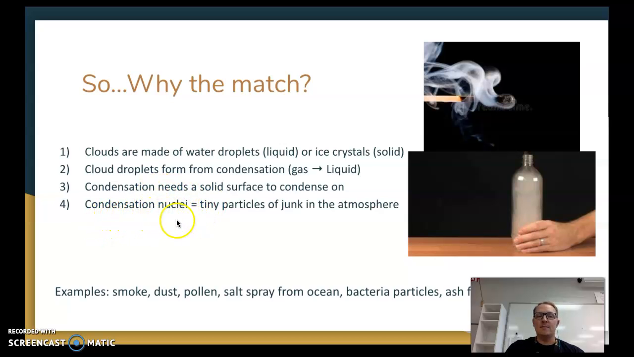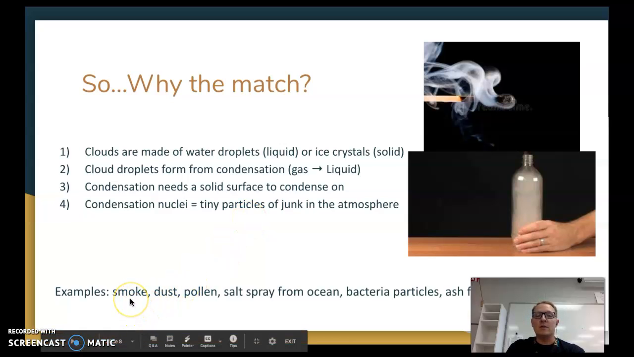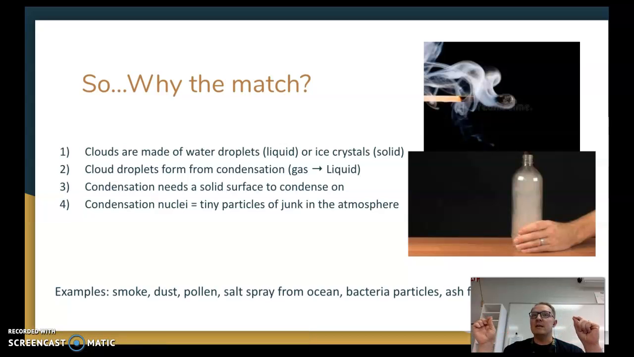Okay, nuclei just meaning the plural of nucleus. These are tiny particles of junk that float around in our atmosphere. And on those tiny little particles, water droplets can begin to form billions and billions of times, and that's what forms the clouds that we see in the sky. So some examples of condensation nuclei, which is a really fancy name for tiny particles of junk that are floating around in the atmosphere: really small particles of smoke or dust or pollen or salt spray from the ocean, even bacteria particles or ash from volcanoes can be floating around in our atmosphere and can allow for condensation to begin to collect on the outside of them.